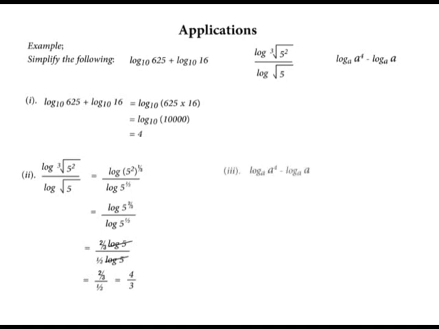Third one, log to base a of a raised to power 4 minus log to base a of a. Using the third rule, we have log to base a of a raised to power 4 over a, and that gives us log to base a of a raised to power 3, and that is equal to 3.